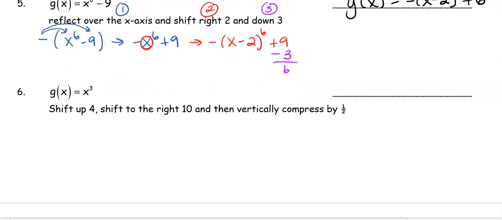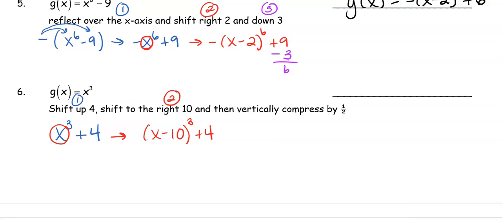Last one. And again, the order that you do this stuff is really important, making sure that you're reflecting everything that you have. So we have a parent function this time, x cubed. First thing we do is go up 4. A vertical shift happens on the outside. Easy. And then we're going to go right 10. Horizontal shift happens with the x, and it's the opposite of what you think. So right 10 is actually going to be x minus 10 to the 3rd plus 4.